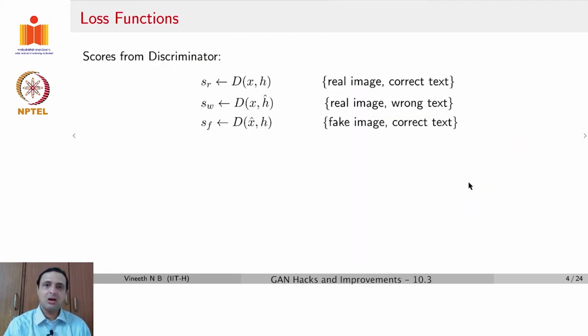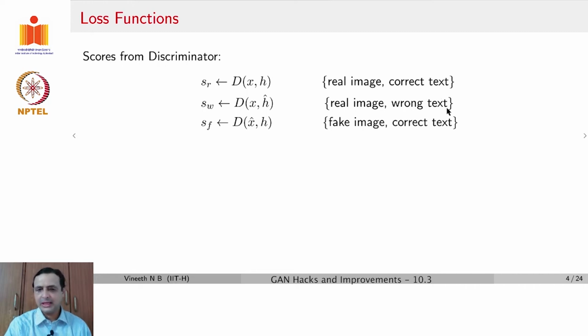Now let's understand how the discriminator can look at the tuple and classify real or fake. In this case, there are three kinds of scores the discriminator has to provide. The first one is when the real image is provided with the correct text. Obviously, the discriminator would want the score of such an input to be 1 because both are correct. There's a real image and the corresponding correct text.